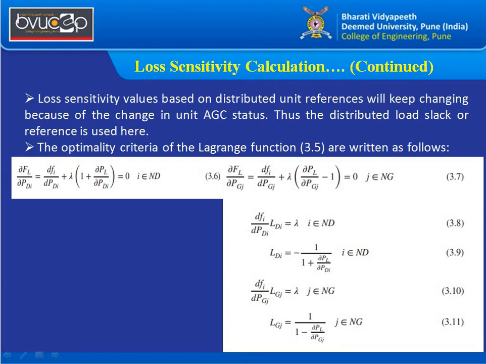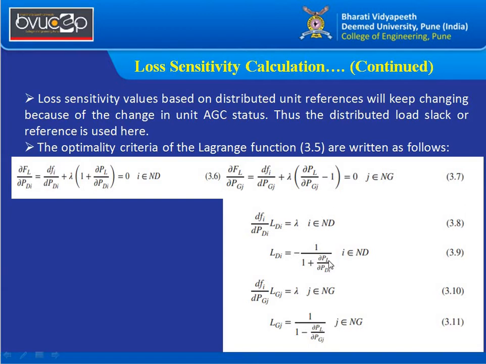So the criteria can be selected with the Lagrange's function. We can see here the partial derivative. This is the loss sensitivity factor, ∂PL/∂PDi. This is the function, and the Lagrange's multiplier times the power, equated to 0. This equation is related to the load side, and we have the same equation on the generator side. Note down here that the multiplying factor for the load is 1 plus ∂PL/∂PDi, and for the generator it is ∂PL/∂PG minus 1, because it depends upon which value is greater in the case of the generator and on the load side.